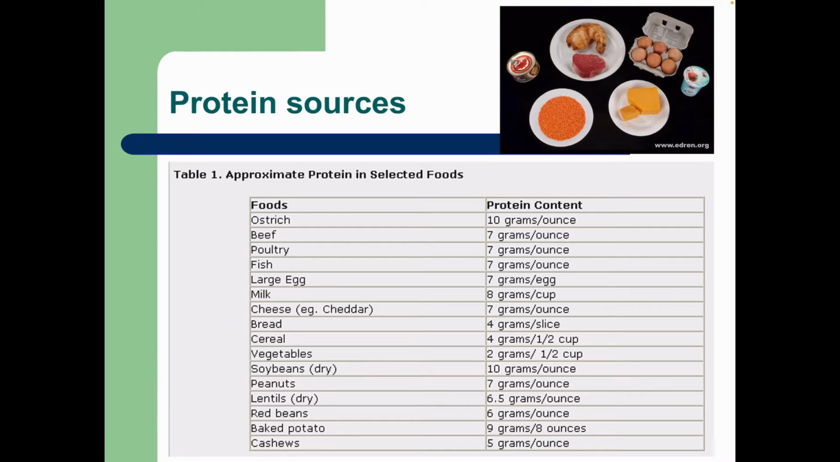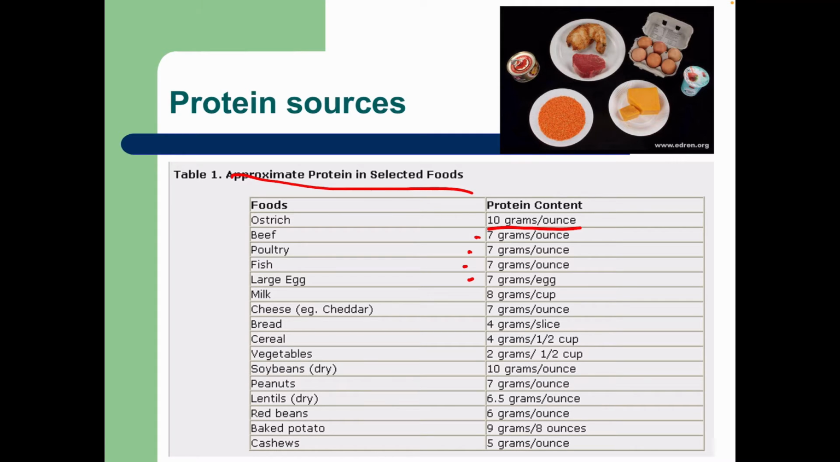So here we have a list of just the approximate protein sources in food. So this is just to give you a quick orientation. So surprisingly, ostrich has a lot of grams of protein. So if you're looking to get jacked, maybe ostrich is the food for you. I'm not sure where to get it. I've never had it. But again, we have our common things like beef, poultry, fish, and eggs.